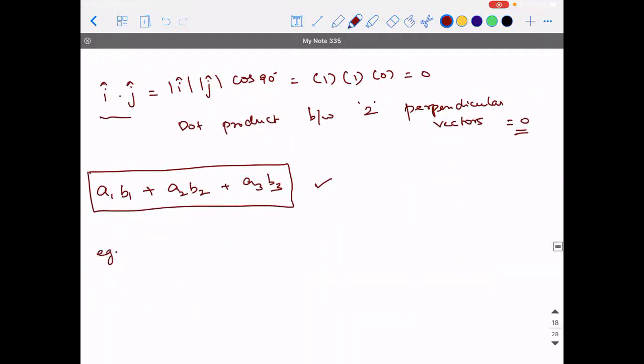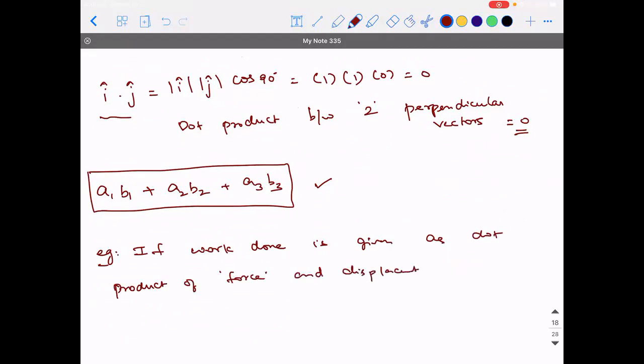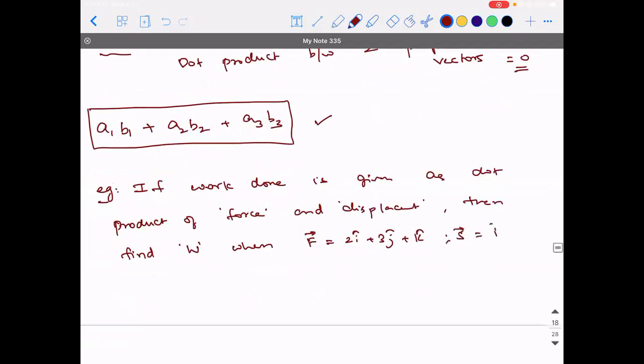Let's see an example. If work done is given as the dot product of force and displacement, then find the work done when F vector is equal to 2 I cap plus 3 j cap plus k cap and S vector is equal to I cap plus J cap minus K cap.